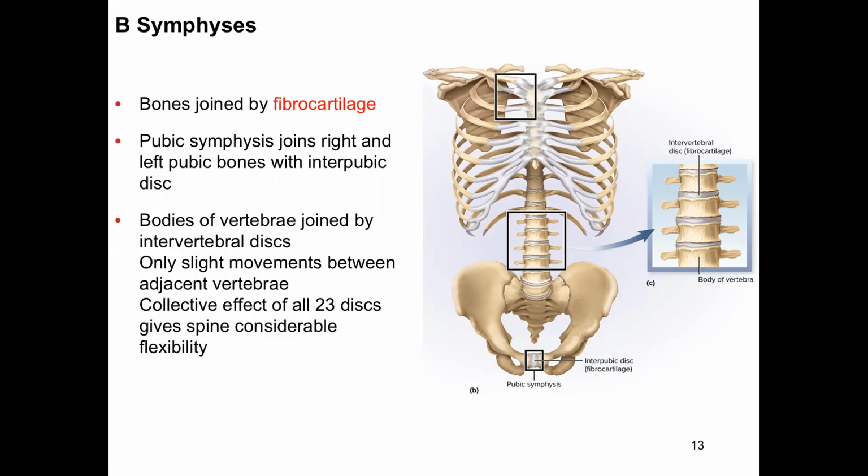Again, the cartilaginous joints have very little or some movement, like minimal movement in general. Obviously, your intervertebral discs have more movement than your pubic symphysis. The pubic symphysis has more movement if you're a woman who's going to give birth, because there's a hormone produced, relaxin, that loosens it up and makes birth a little easier.